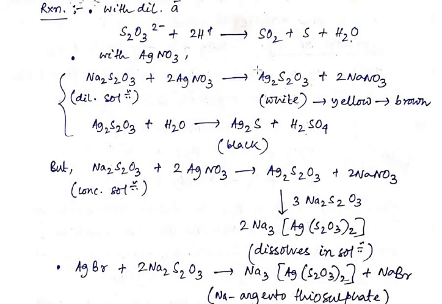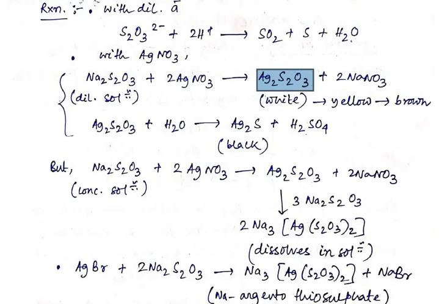Okay, so it will give Ag2S2O3 and that is white in color. It may be yellow, it may be brown, but in maximum cases that is white in color. And when that Ag2S2O3 reacts with the water, then it forms the black color Ag2S. Okay, so you can look at the color change in this reaction.